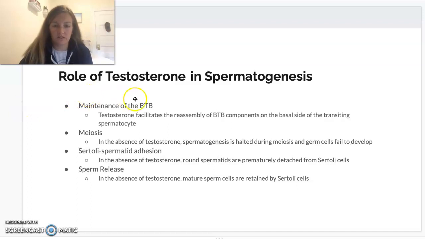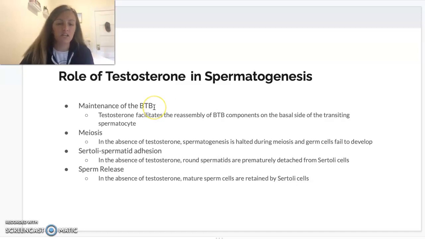So the role of testosterone in spermatogenesis is basically broken into four different factors. It functions in the maintenance of the BTB. The testosterone facilitates the reassembly of the BTB components on the basal side of the transiting spermatocyte, so it'll take the broken down components and reassemble them into a new structure in the spermatocyte that's moving.